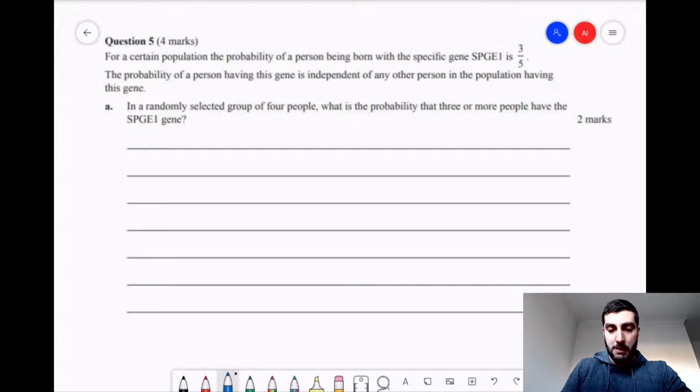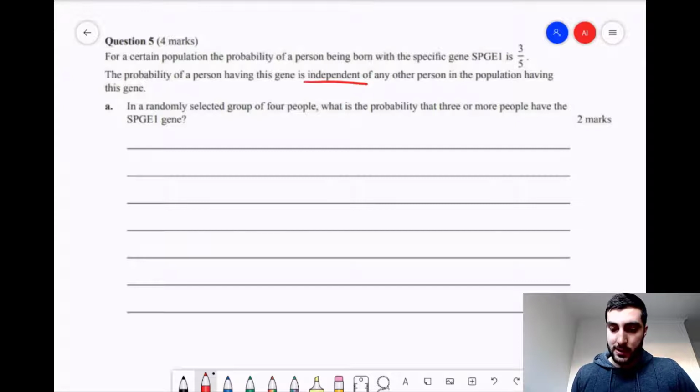So I'll read the question. For a certain population, the probability of a person being born with the specific gene, SPGE1, is 3/5. The probability of a person having this gene is independent of any other person in the population having this gene. Great, so independence, obviously an important thing to take in. I would really recommend you underline keywords.